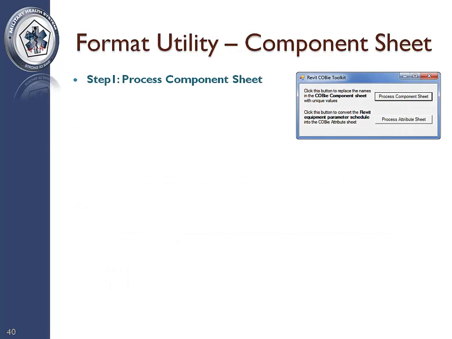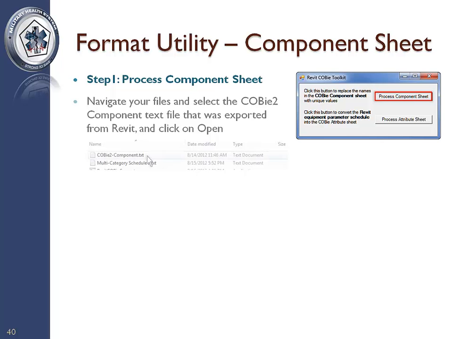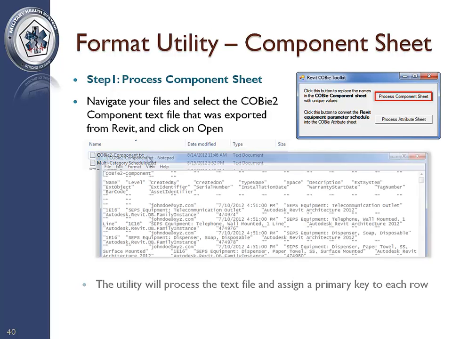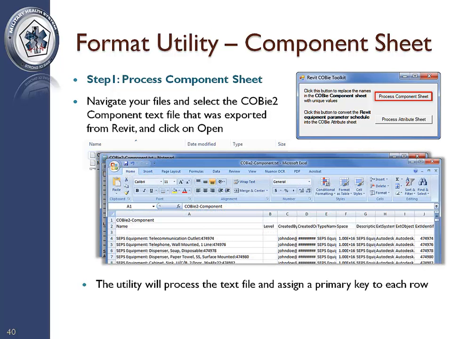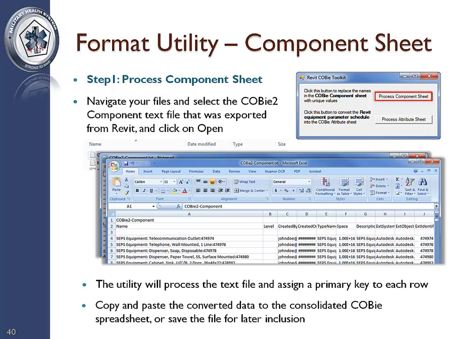The utility provides two functions. The first function will process the component data file exported from Revit and deliver a COBie-compliant Excel file. After clicking on the utility's Process Component Sheet button, navigate your file system, select the text file to be reformatted, and click Open. The utility will open Microsoft Excel and display the reformatted data in a new Excel file. The data can then be saved and transferred to the COBie Attributes tab for the project.